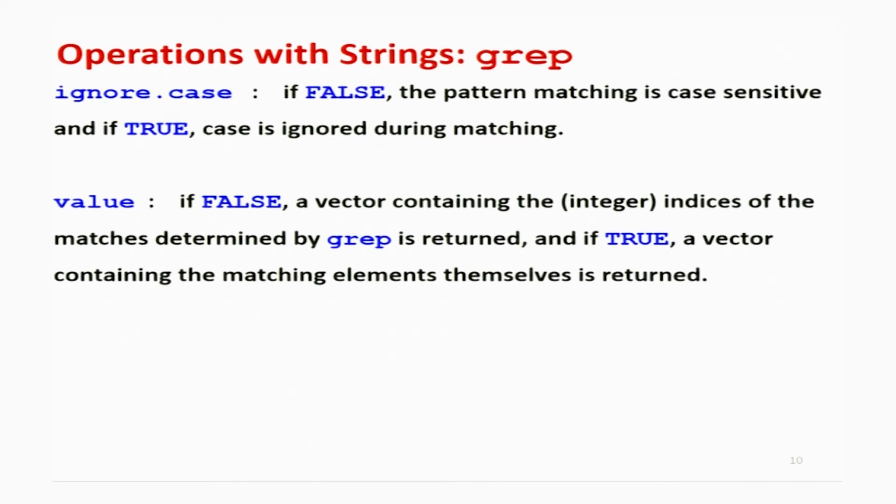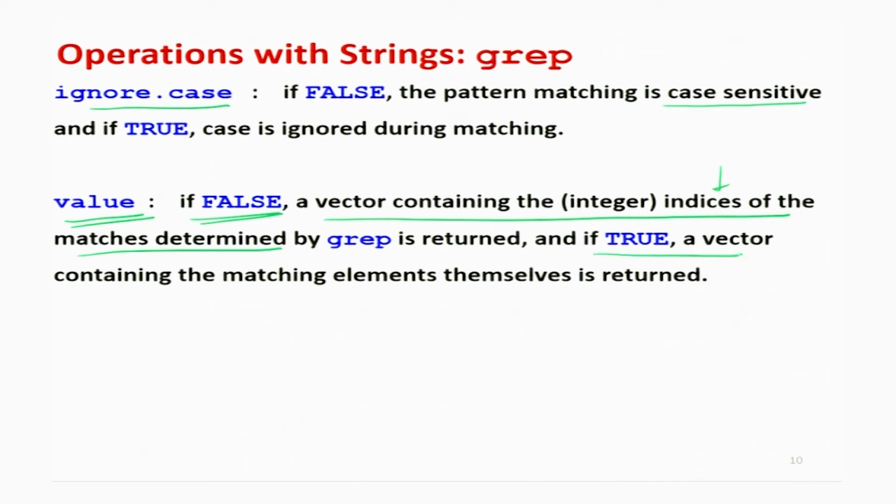So as I said, if you use the ignore.case option, it will be related to the case sensitive behavior of the characters. And if you use one more option, value, and if this value is false, then there will be a vector of integers indicating the location, in terms of the indices, of the matches determined by this grep. And if this is true, then what will happen? It will give you the whole string itself.